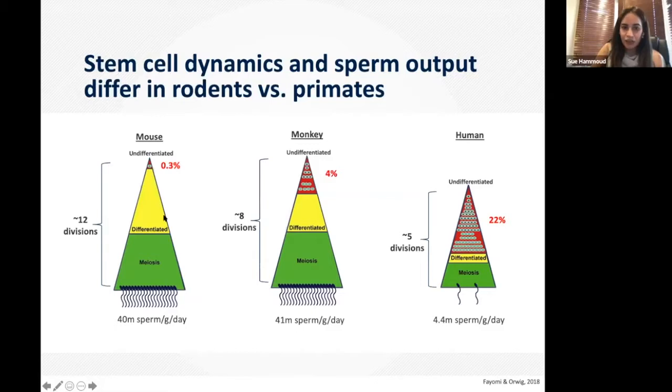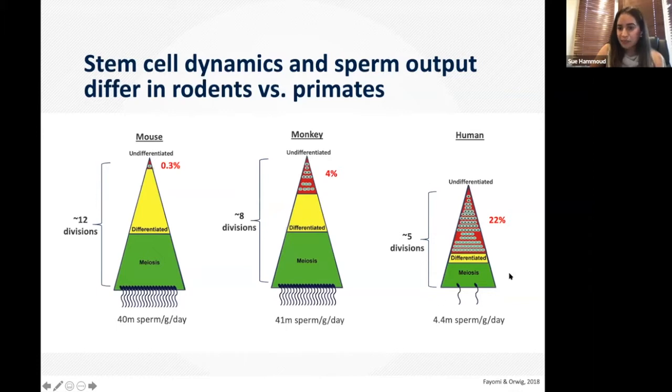They undergo a large number of transient amplifying divisions, known as the progenitor cell populations or differentiating spermatogonia, and then undergo 2 rounds of meiosis and spermiogenesis before they give rise to mature sperm. So in the mouse testes, this needs to undergo 12 divisions, and approximately 1 single cell gives rise to 4,000 mature sperm a day.